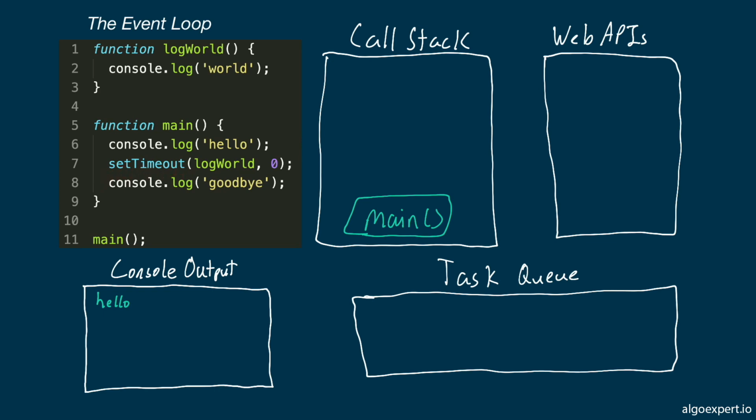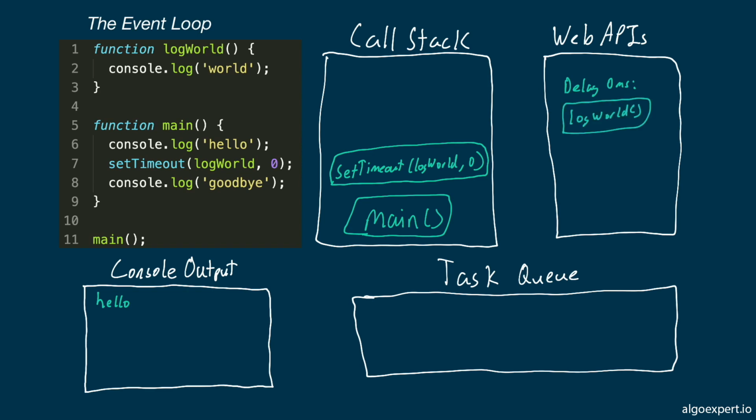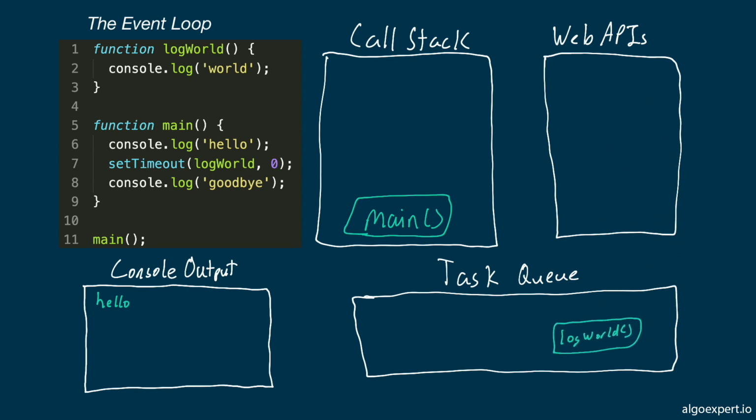But then here's the interesting part. We call setTimeout with the logWorld function and a delay of 0. So setTimeout gets pushed onto the call stack, and from here setTimeout would call the web API. The web API keeps track of the delay of 0 milliseconds as well as the callback. And then setTimeout is complete, so it can be popped off of the call stack. But now the web API will say, hey, this is a delay of 0 milliseconds. It's already ready to be moved back into the call stack to be executed. So it moves the logWorld function into the task queue.